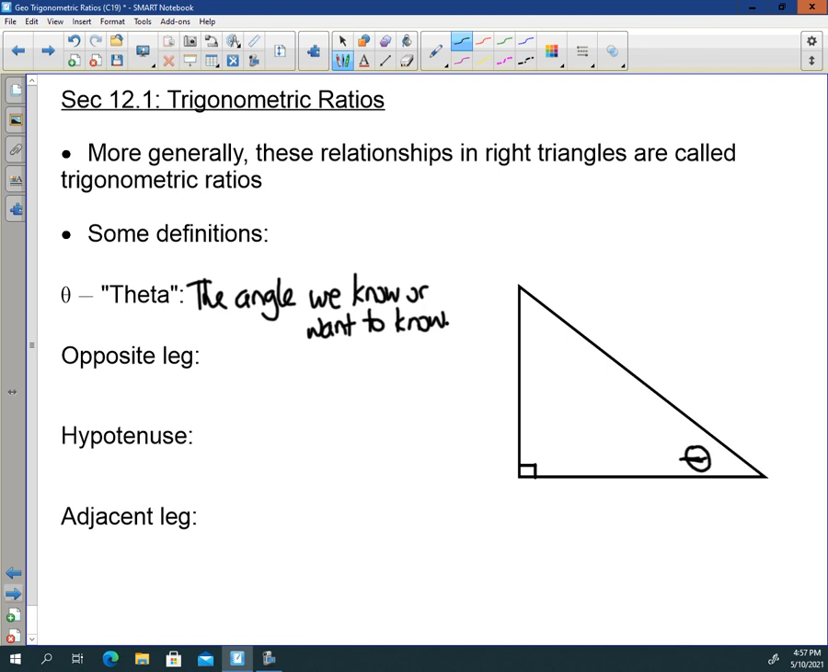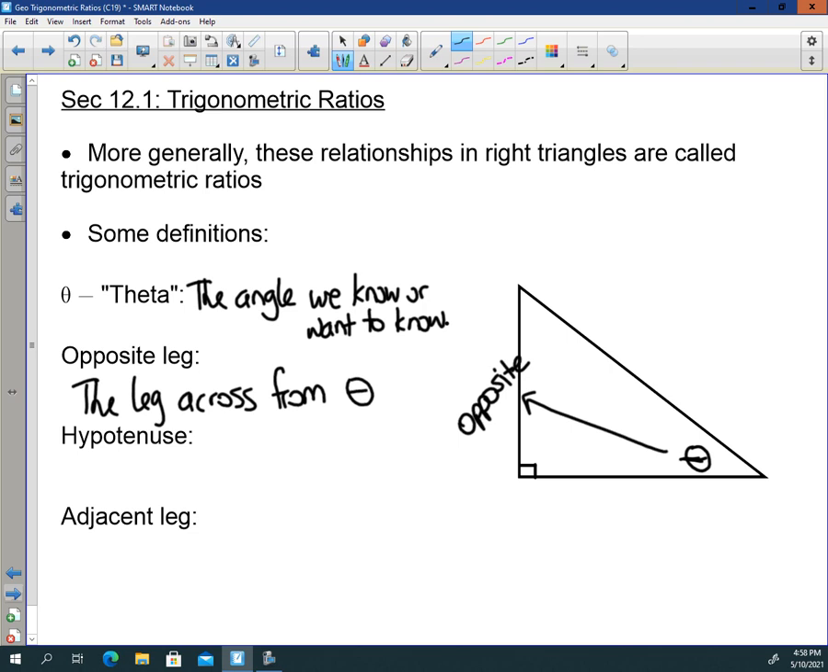Now, whenever we have a theta, an angle that we're talking about, the leg that is across from theta is called the opposite. So as soon as you know theta, you know the opposite leg. The opposite leg is the leg across from theta, this angle that you either know the measure of or you don't know and you have to find out.